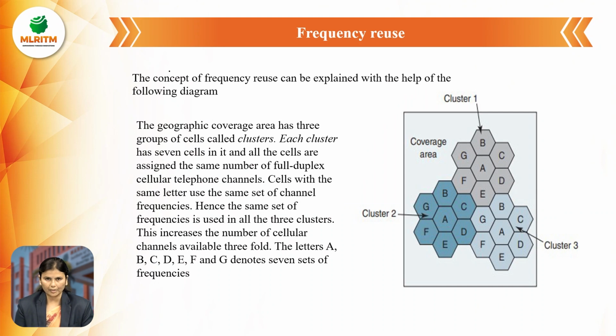And this is the block diagram of the frequency reuse. In this we have three clusters: cluster 1, cluster 2 and cluster 3. The geographical coverage area has three groups of cells called clusters. Each cluster has 7 cells in it, and all the cells are assigned the same number of full duplex cellular telephone channels. The cells with the same letter use the same set of channel frequencies. Hence, the same set of frequencies is used in all the three clusters. This increases the number of cellular channels available threefold.